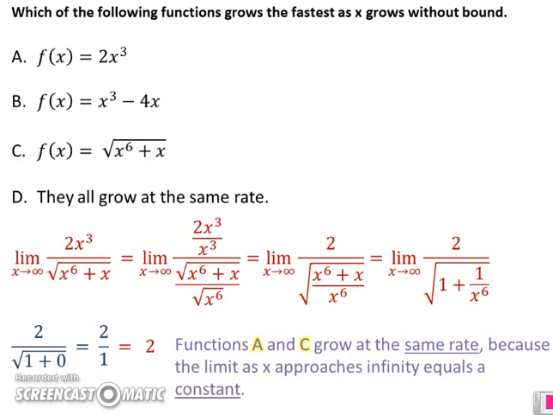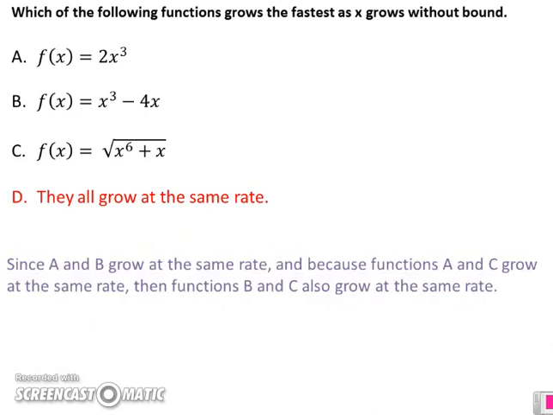So now here's an awesome thing that you learned way back in, I don't even remember, Algebra 1 maybe. It's called the transitive property. Since A and B grow at the same rate and A and C grow at the same rate, then B and C also grow at the same rate. It's called the transitive property. Okay, so D is the final answer here.